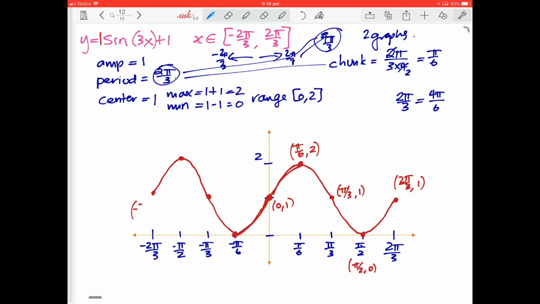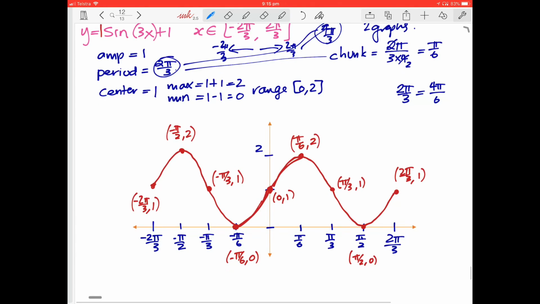So we know this endpoint is going to be negative 2 pi on 3, 1. Negative pi on 2, 2. Negative pi on 3, 1. Negative pi on 6, 0. So there we've pretty much done our full graph. We've got all of our turning points and our centers and our maximum and our minimum. And we know our range is y as an element of 0 to 2.